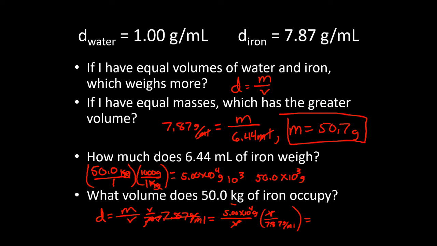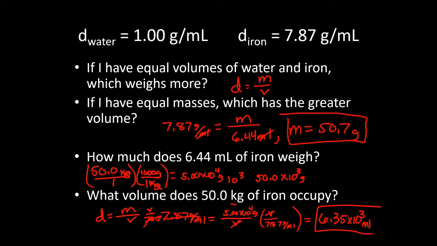So the volume is equal to 5 times 10 to the 4 divided by 7.87, which is 6.35 times 10 to the third milliliters. Or if you prefer, 6.35 liters. All right.